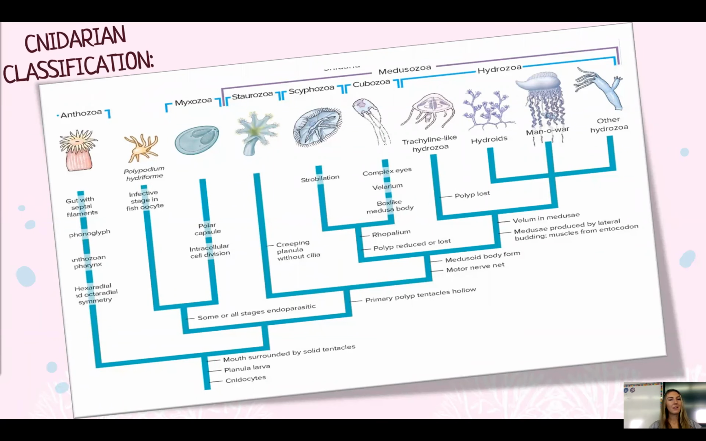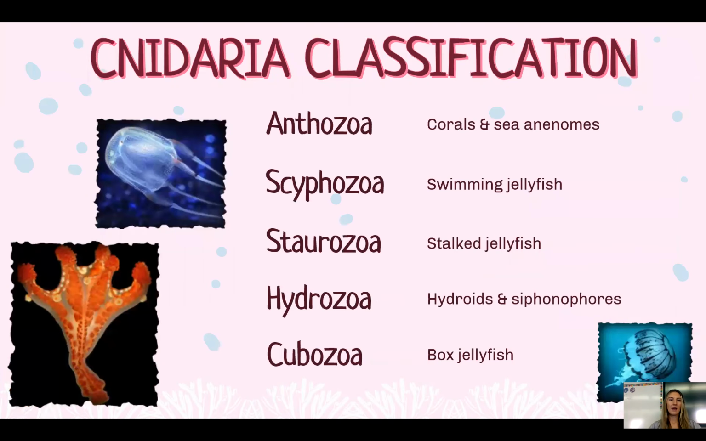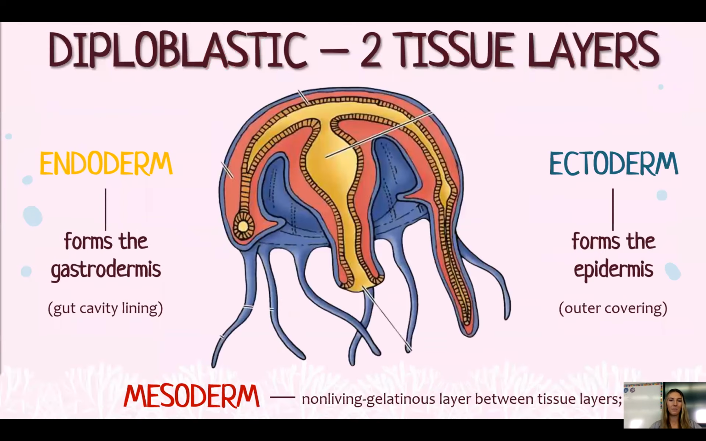When we look at Cnidarian classification, these are the organisms that we find in Cnidaria, but there are 5 classes that we're going to focus on. And these are the 5 that we're focusing on. There are 6 currently recognized, but as I've said, these are the 5 we're going to talk about.